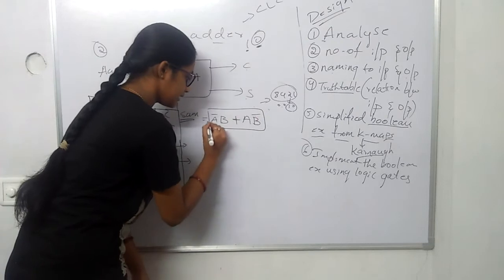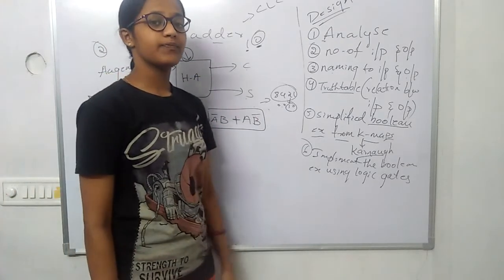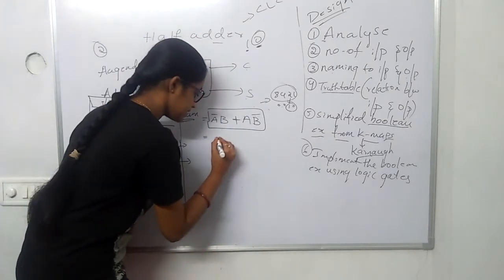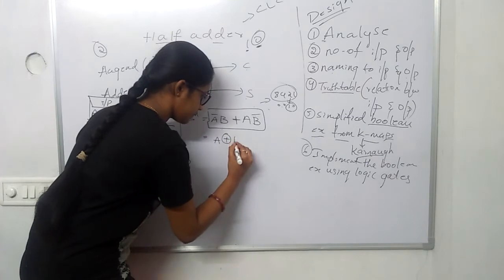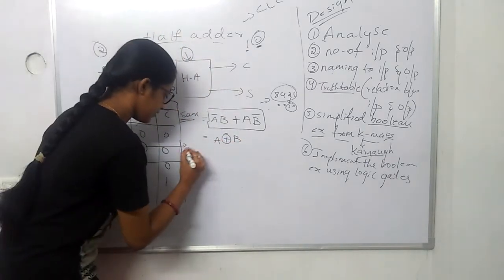If you observe here, it is the same as the XOR gate output, right? XOR gate output means A XOR B. Simply you can represent it as A XOR B.